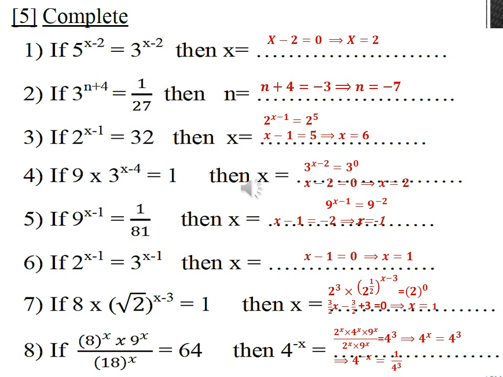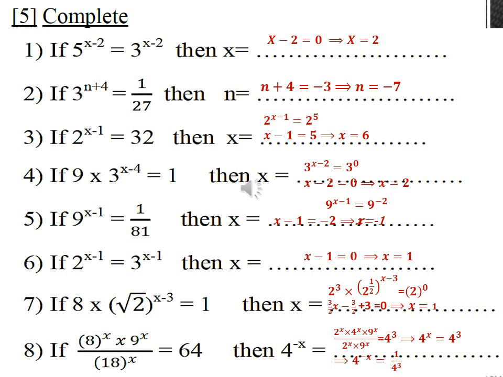Again, we remember that the square root of 2 means 2 to the power half, and 8 is 2 to the power 3, and we'll calculate the powers here. It will become equal to the power 0. So it will become 3 over 2 times negative 3 over 2 plus 3 equals 0, and when solving this problem, it will become x equals 1.